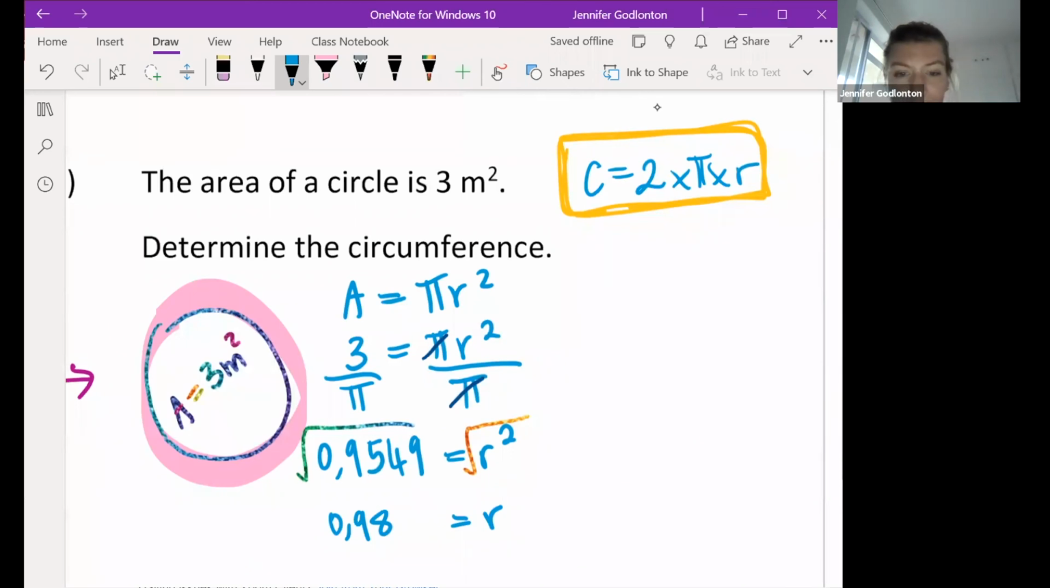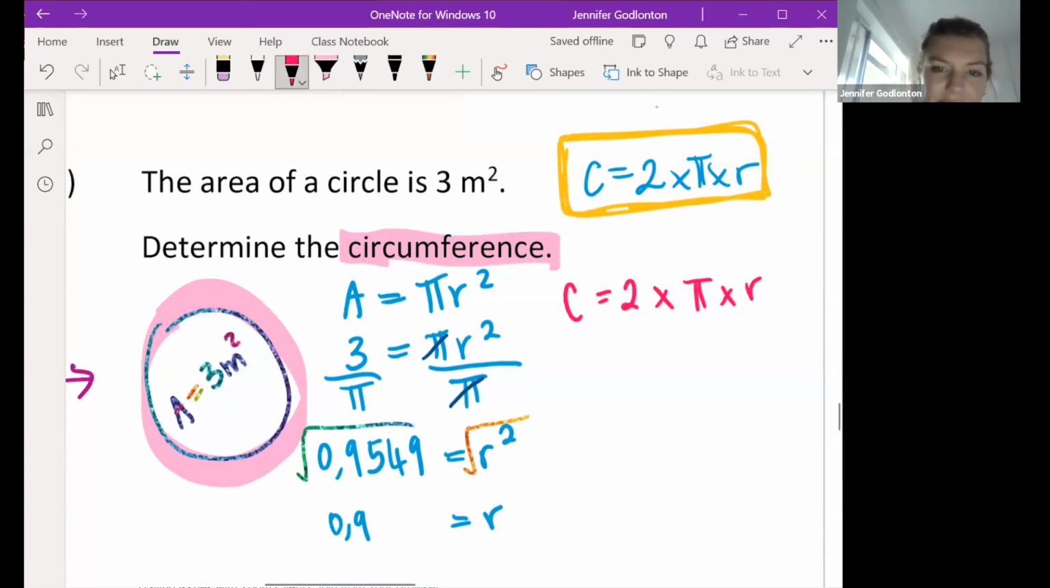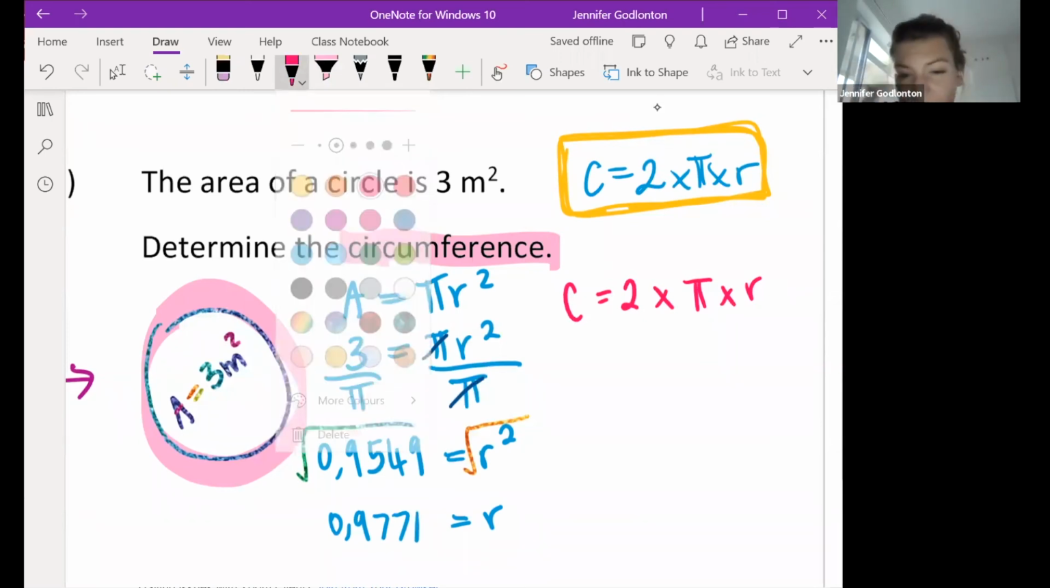Cool. So now at this point, we have our radius. And when we have our radius, we have to think about what the question is actually asking. The question is asking for our circumference. That's the next thing we're going to do. Our circumference is equal to 2 times pi times radius. I'm actually going to leave this as 0,9771 just because it's not my final answer.